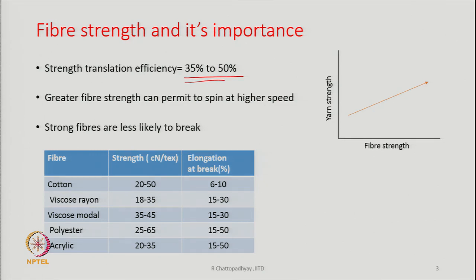Now, typically the strength of fibers, some fibers which are used for spinning are stated here: cotton 20 to 50 cN per tex, viscose 18 to 35, viscose modal 35 to 45, polyester 25 to 65, acrylic 20 to 35. These data are anyway available in other textbooks also. So, typically the fibers which are used in the case of rotor spinning are stated here, and their strength and elongation values are also quoted.